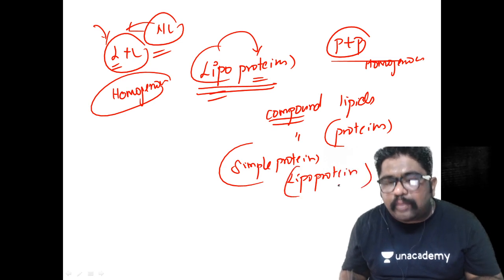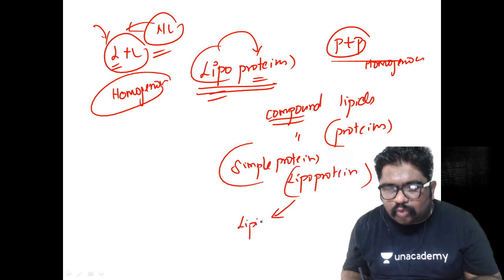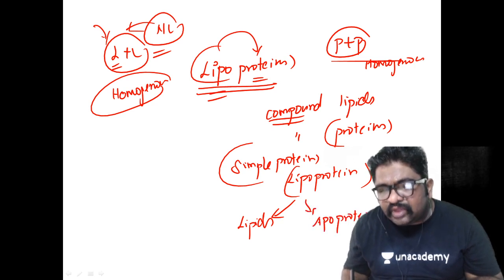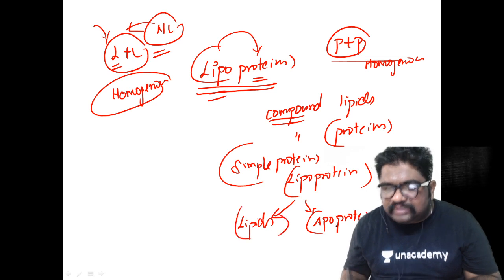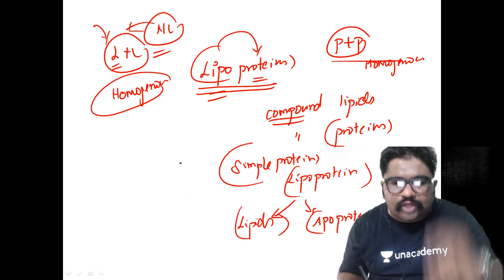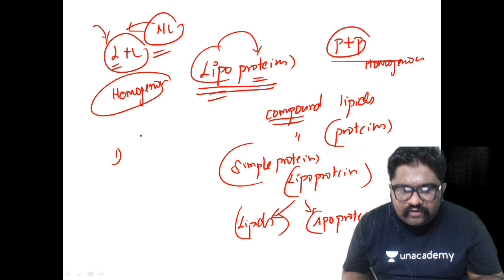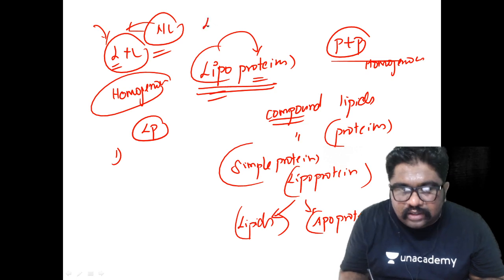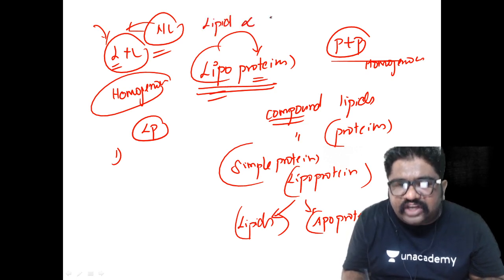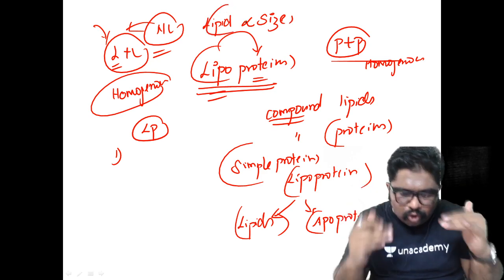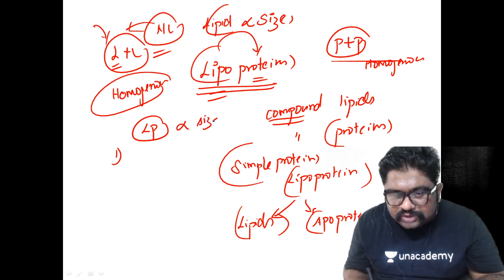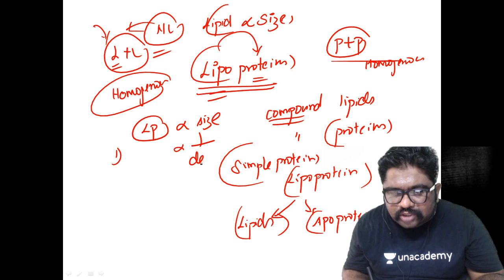So when I divide the lipoprotein, I will get lipids on one side, and the non-lipids called apoproteins on the other side. Depending upon the concentration of lipids and the apoproteins, we have different types of lipoproteins. Point number one, we have lipoproteins, right? Now, there are certain rules I wanted to explain. Lipid concentration is directly proportional to the size of the lipoprotein. Why? Lipids are low in weight, more in size. Also remember, lipids are directly proportional to size, but they are inversely proportional to density.